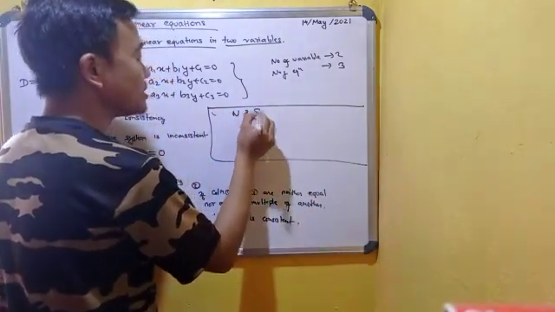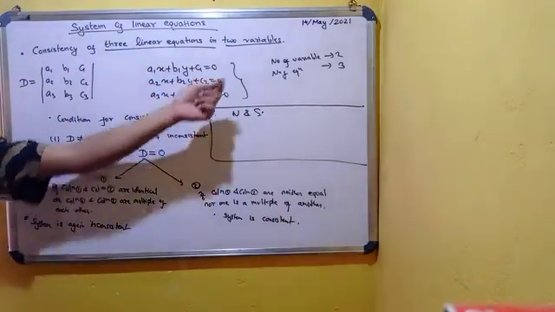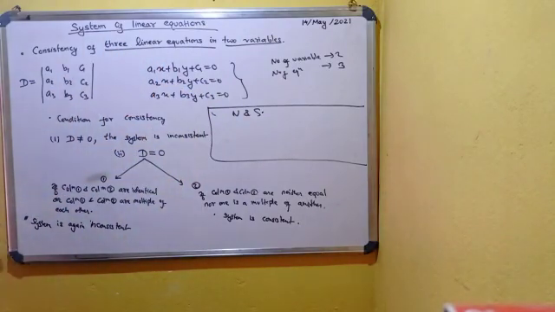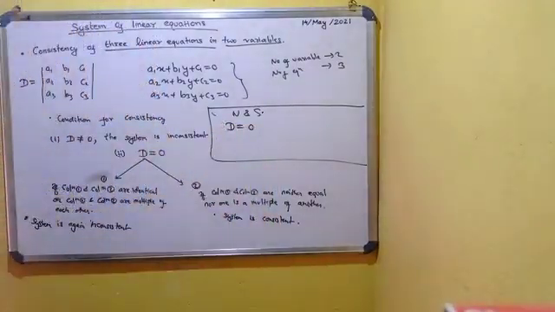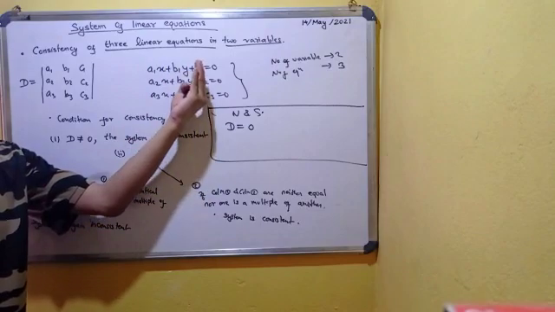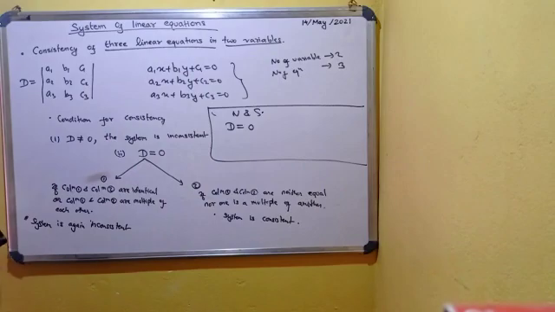So the necessary and sufficient condition for the system of linear equations consisting of two variables and three equations to be consistent is that the determinant D, found by the coefficient of x, coefficient of y, and the constant term, is equal to 0, and moreover column 1 and column 2 are independent of each other. Then only the system is consistent. Otherwise the system is inconsistent.